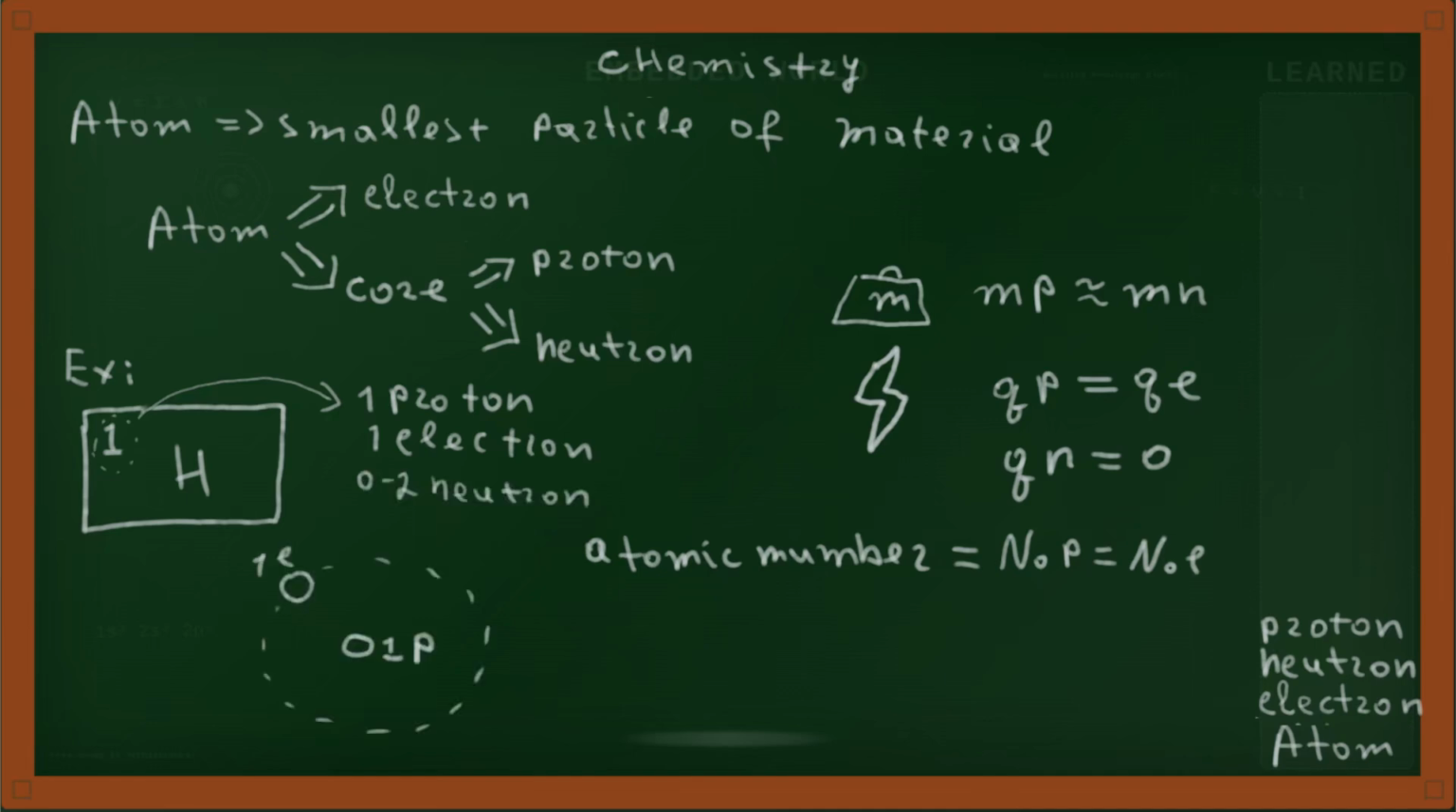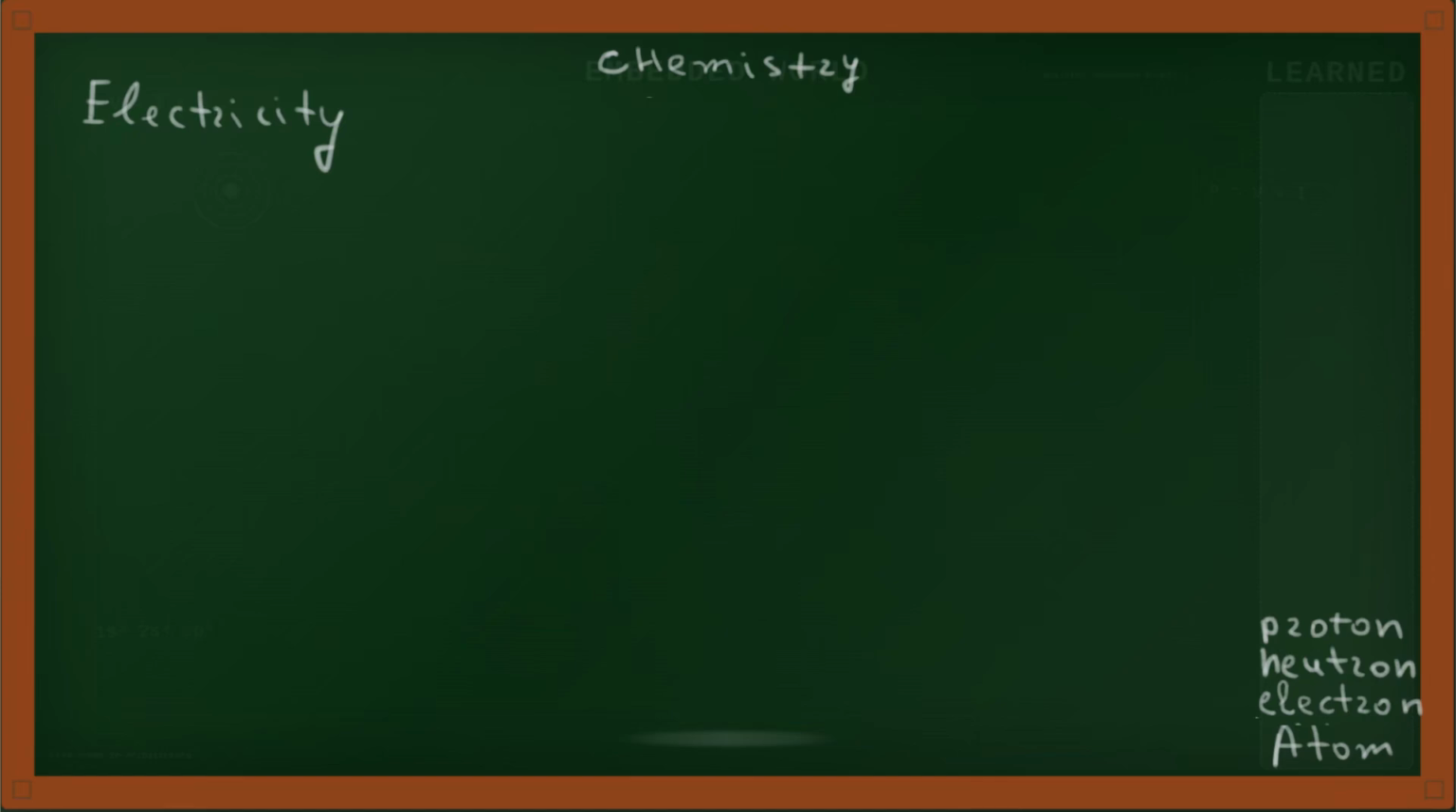So if we draw a hydrogen atom, it would look something like this, where in the core there would be 1 proton and 1 electron orbiting around it. The proton's charge is positive and the electron's charge is negative, so the total charge of the atom will be 0. We need to learn this, because the electron configuration of an atom is related to electricity.